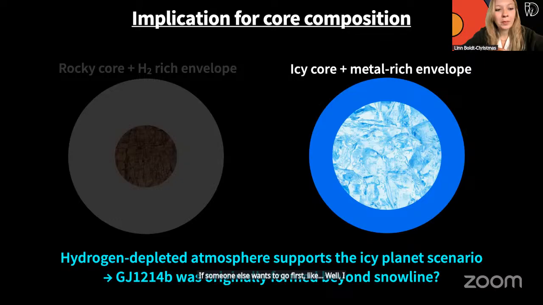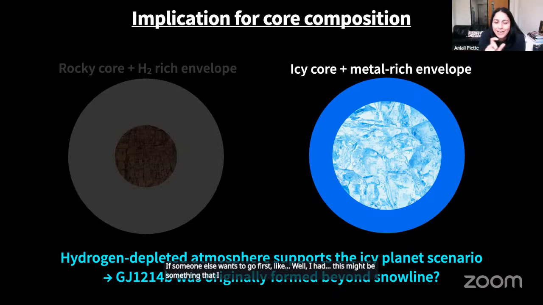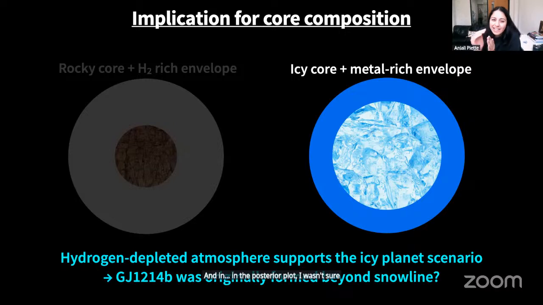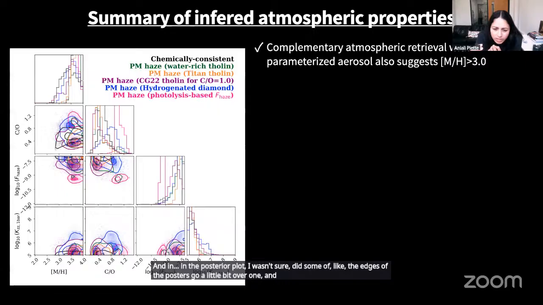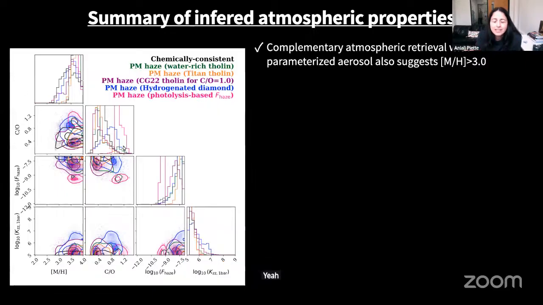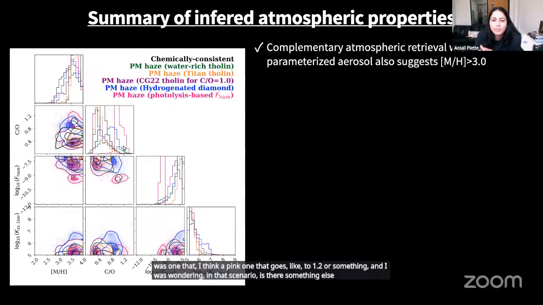This might be something that I misread on the plot. I remember you saying for the C/O ratio that it shouldn't be above 1 because of the CO2 being important. And in the posterior plot, I wasn't sure, did some of the edges of the posteriors go a little bit over 1? There was one, I think a pink one, that goes to 1.2 or something. And I was wondering, in that scenario, is there something else mimicking the CO2, like the haze or something? I was just curious what that could be.